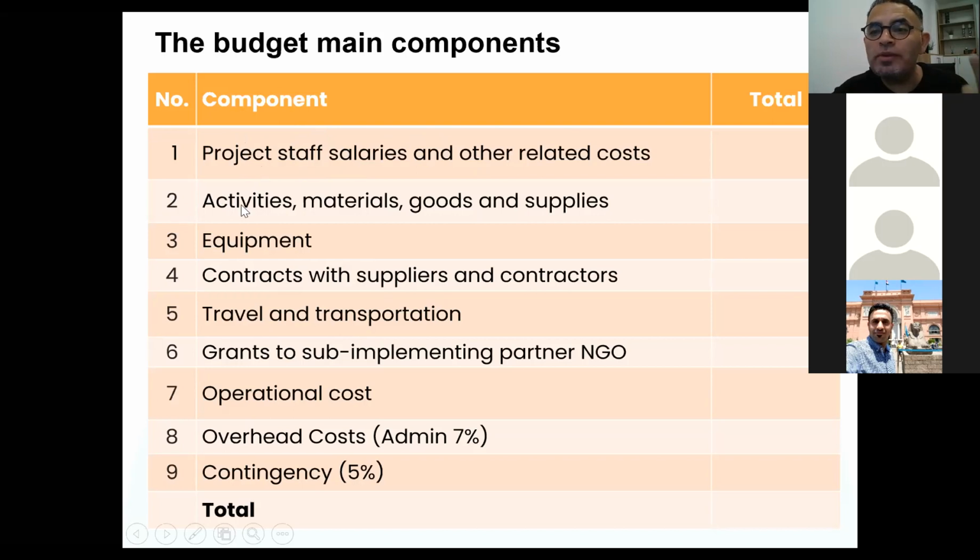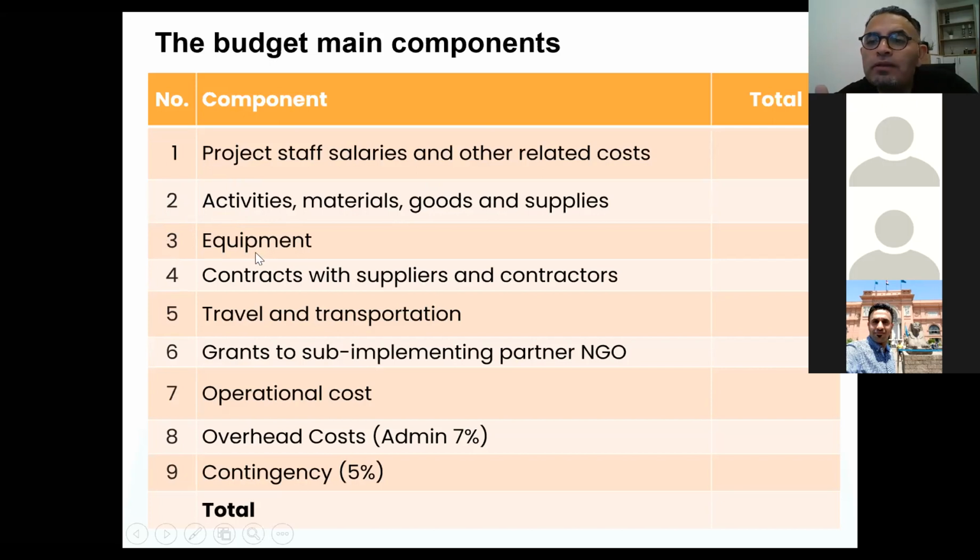The second component will be activities, materials, goods. If you are going to buy something, if you are going to print something, conduct an activity, for example, if there is a training, awareness session, printing brochures. Maybe it's a lot of things. Maybe we can see in the next examples. But in general, there are many activities that you could put on number 2. So usually most of the project budget is going on number 2.